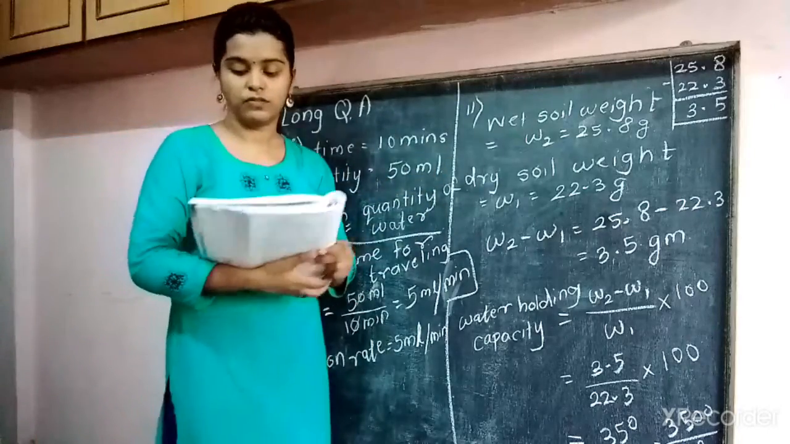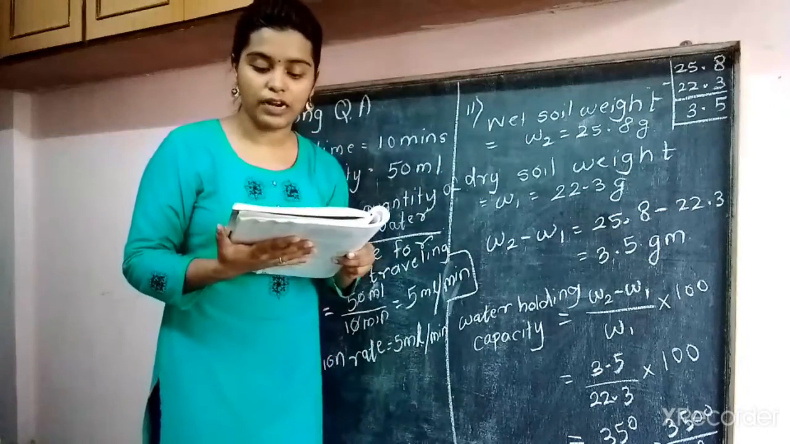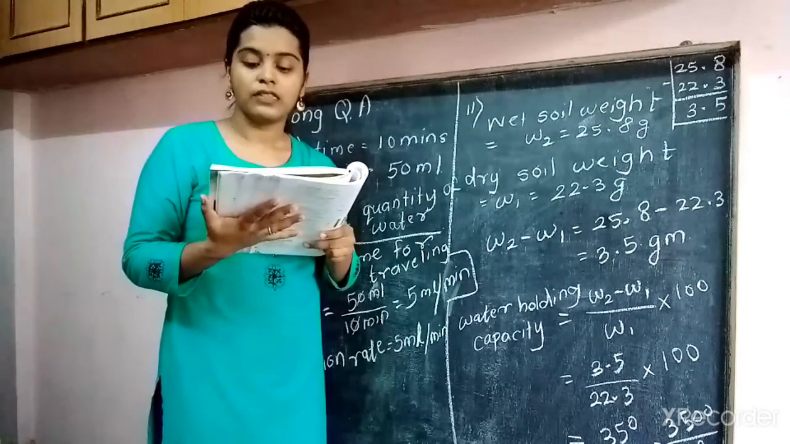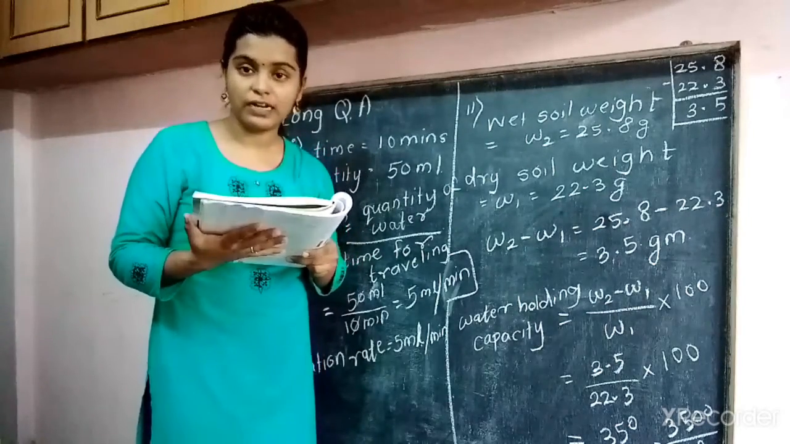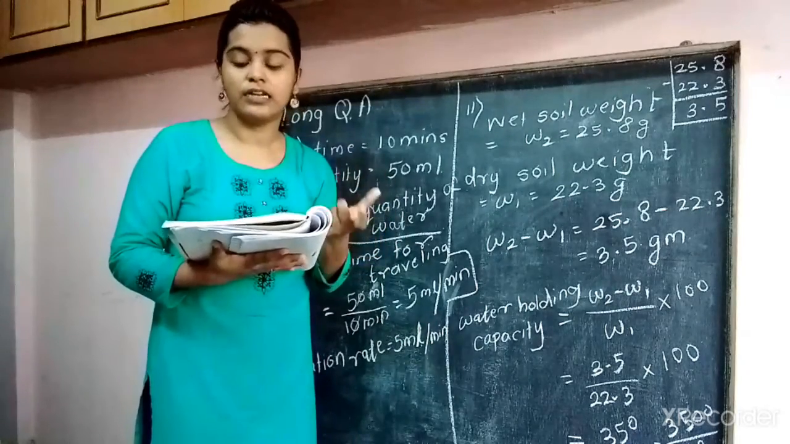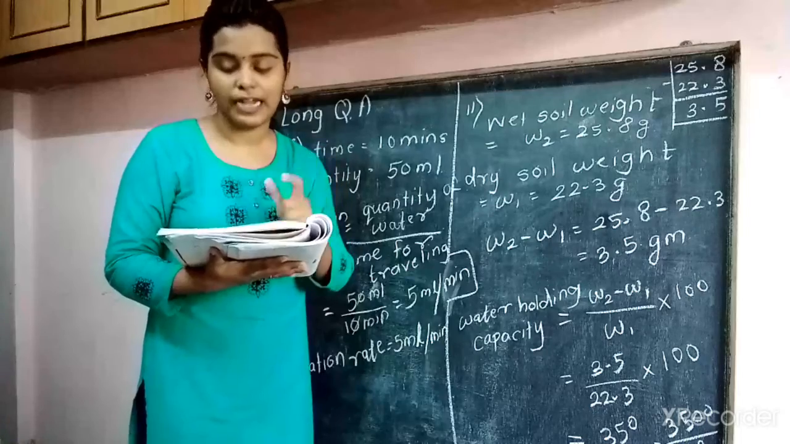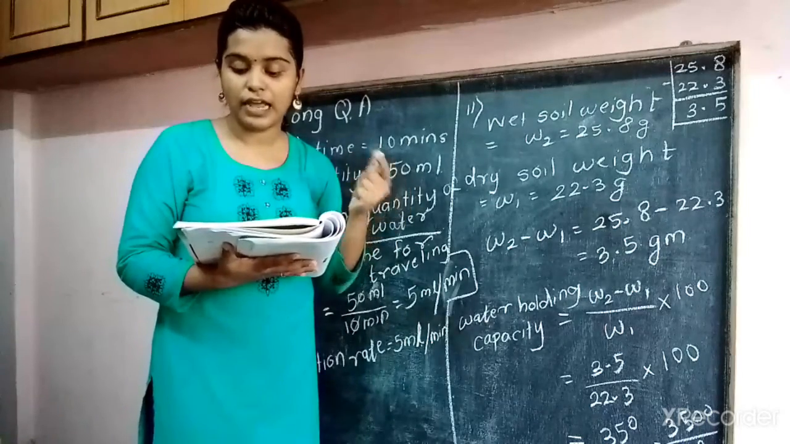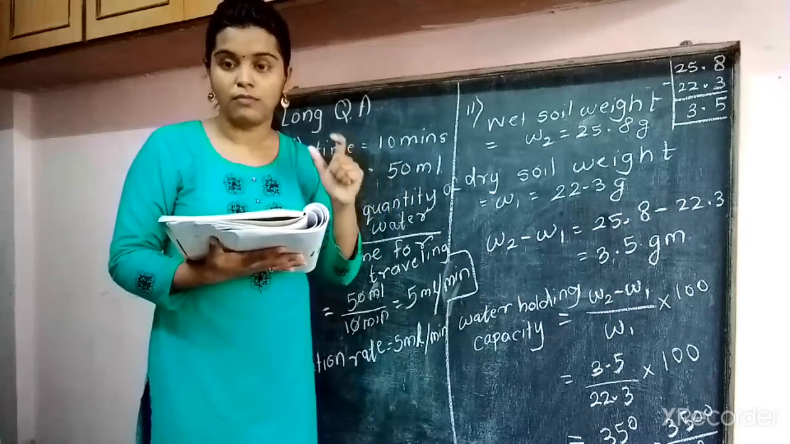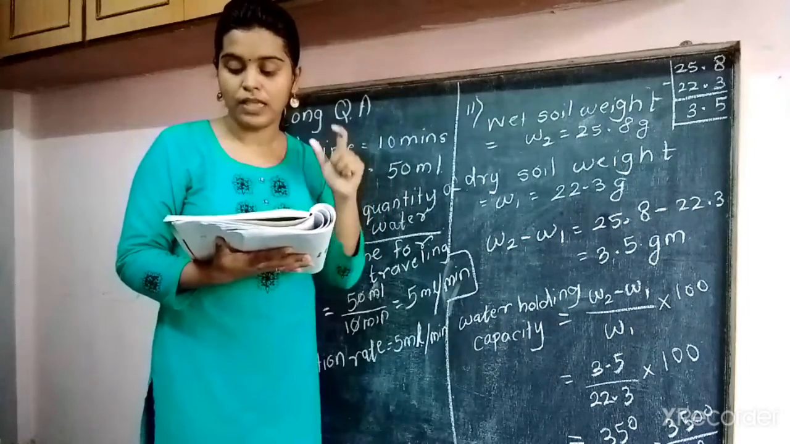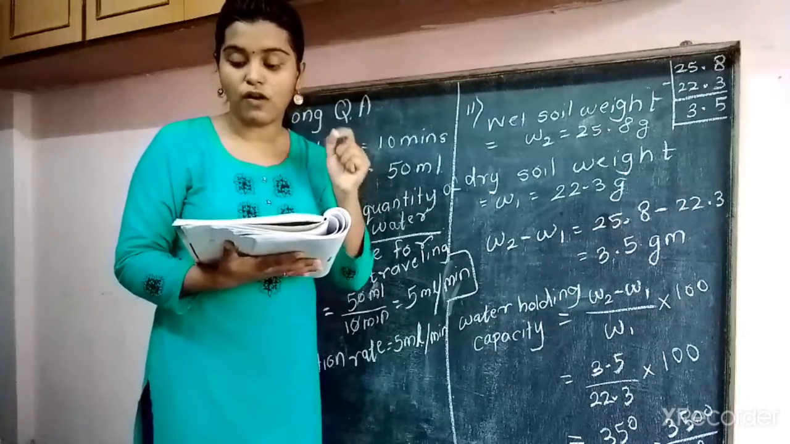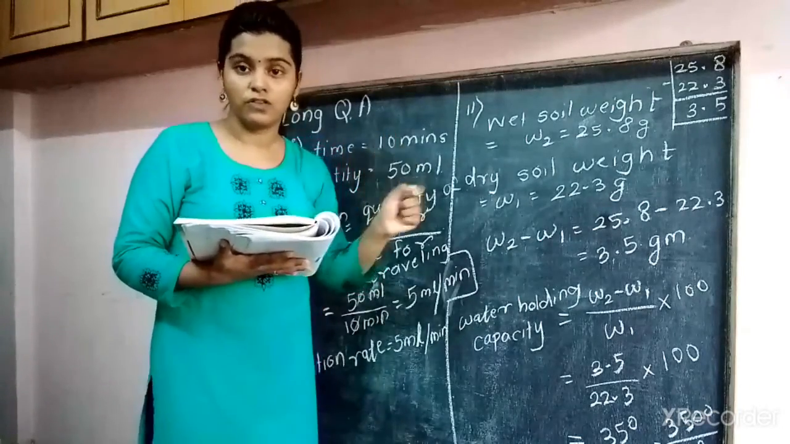Second question. After the water has fully drained from soil A, the sample is weighed. This weight means when the soil contains water, its weight is 25.8 gram. After drying in an oven overnight, the soil sample is weighed again. Now we have dry soil and the dry weight is 22.3. What is the water holding capacity of the soil?